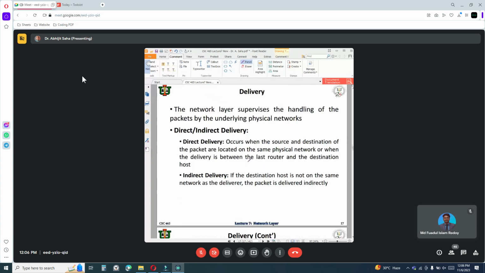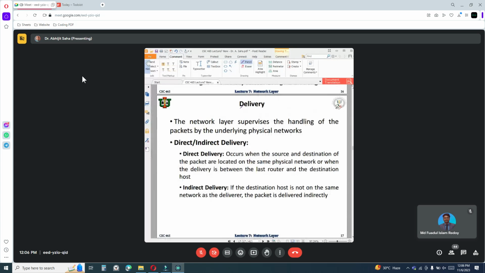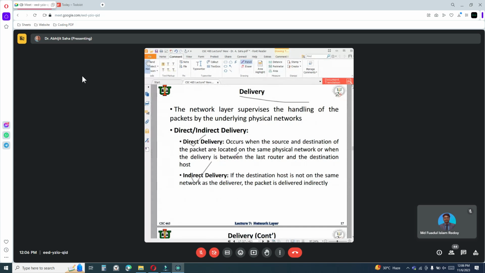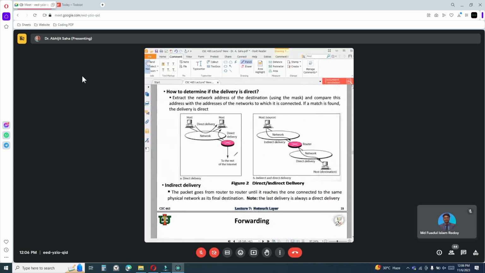Okay. So now, the delivery we are talking about, there are two types of deliveries: direct delivery and indirect delivery. What are direct and indirect delivery? That is easily understandable from these two examples. You can see there is a router and a network, and the network is connected with the router. In this network, you have 1 to n hosts.